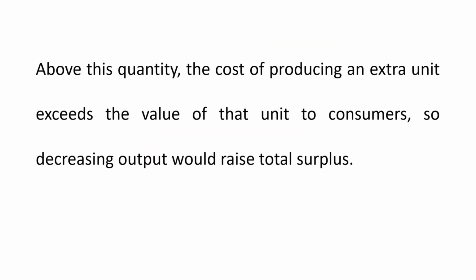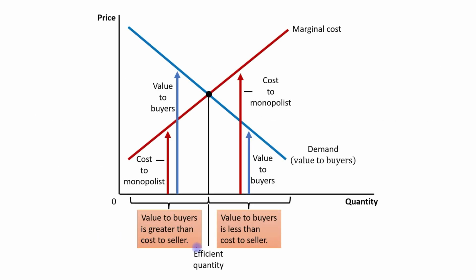And above this quantity, cost of producing an extra unit exceeds the value of that unit to consumer. So decreasing output would raise the total surplus. And if we see above this efficient quantity, the cost to monopolist is greater than the value to buyers. So basically in this situation, decreasing output would raise the total surplus.